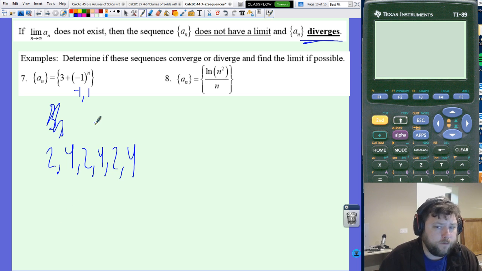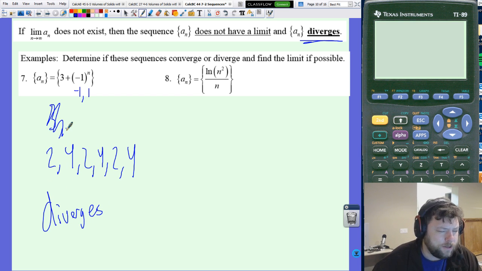Notice it's going back and forth all the time. It's not actually converging on any number. I know it's staying within that range, but that's not what we're looking for. So we say this pattern diverges because it's just rotating. It's not actually going to infinity. It's one of those cases where it's just rotating between numbers. Now let's check this one.